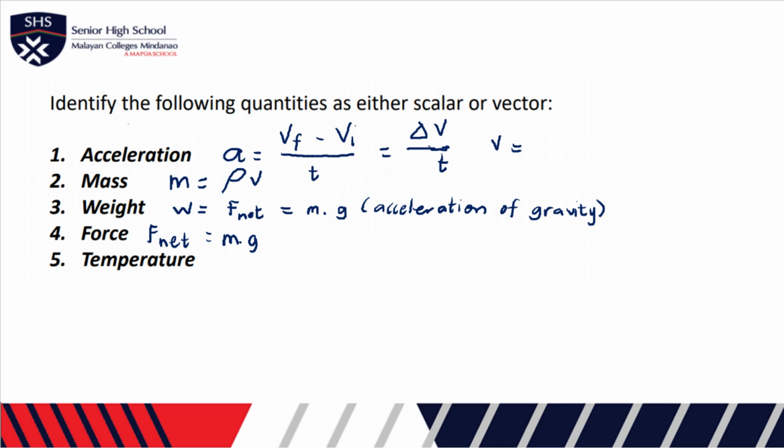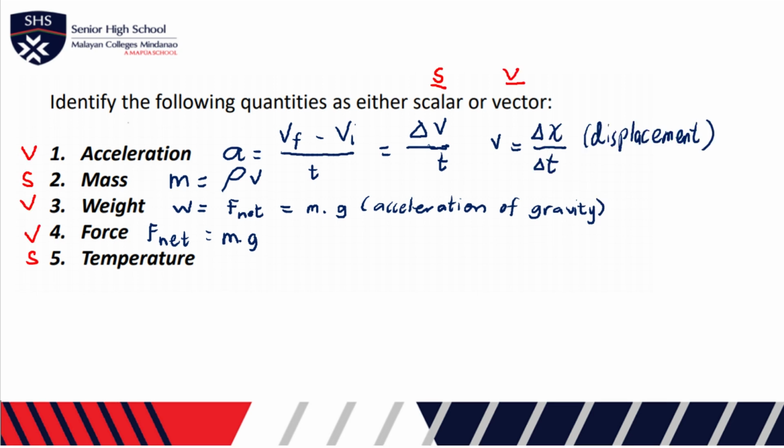Number two, mass. Is mass a scalar or vector quantity? We need to know about the formula of mass. Mass can be expressed as mass is equal to density multiplied by volume. It is very evident that there is no direction in this particular example, making mass a scalar quantity. By the way, scalar quantities are expressed with a red S, and vector quantities are expressed with a red V.